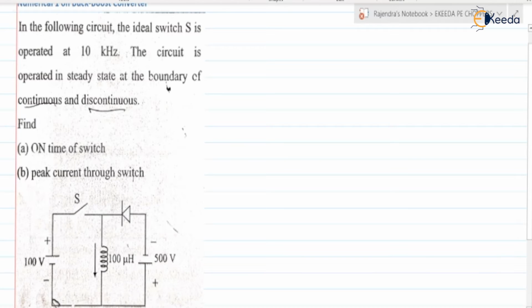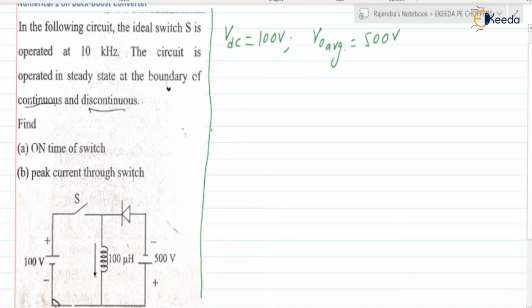They have given VDC, that is the input voltage, equal to 100 volt. Next, V0 average is equal to 500 volt. Next, the L value is given, equal to 100 into 10 to the power minus 6 Henry. This is the value of the inductor. The switching frequency F is equal to 10 kilohertz, that is 10 into 10 to the power 3 hertz.